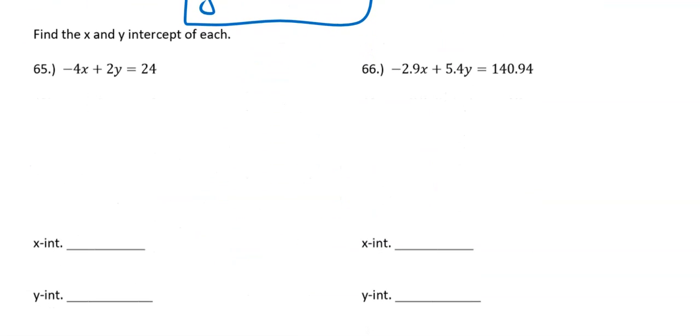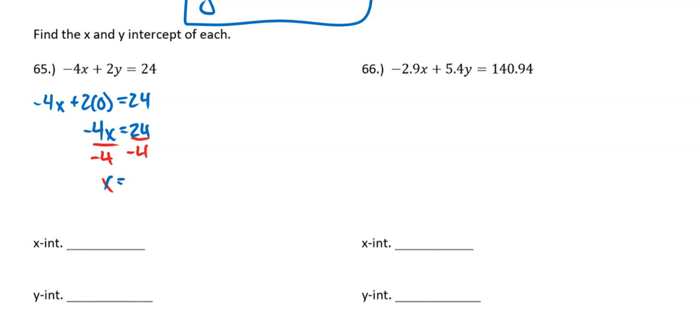If I look at each of these, it says find the x and the y-intercepts. Remember, for any equation ever, if you want to find the x-intercept, you just plug a 0 in for y. So here, negative 4x plus 2 times 0 equals 24. And now I solve. Negative 4x equals 24. I divide each side.